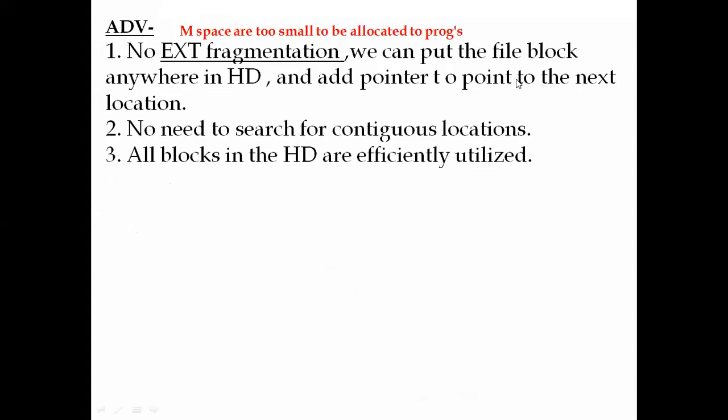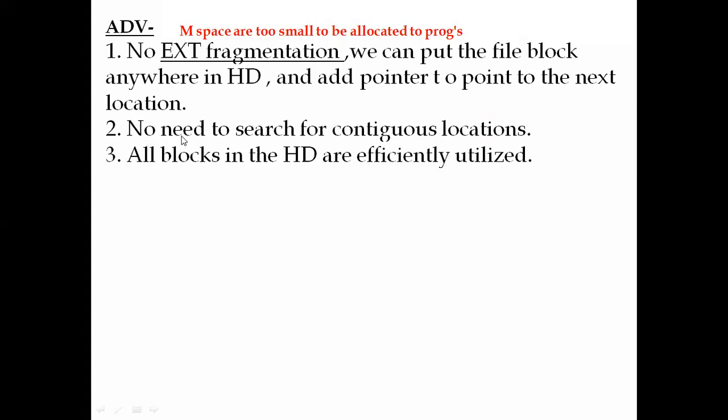So the advantage of this linked allocation of disk space is that no external fragmentation is there. Why? Because you can put the file block anywhere in the hard disk. Wherever you find an empty disk block, you can allocate that particular block to any of the files, simply by adding the pointer to point to the next location. So you can easily allocate the files wherever you find the empty disk blocks, and there is no question of any external fragmentation, right?